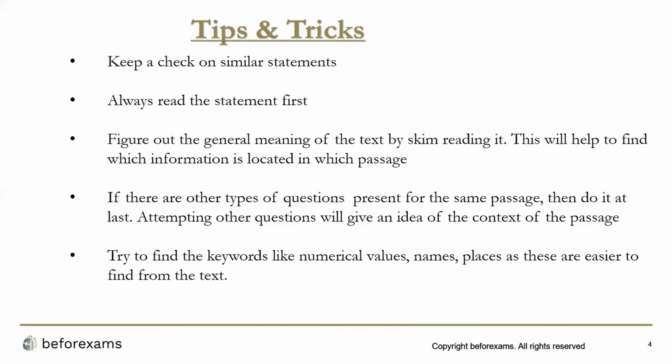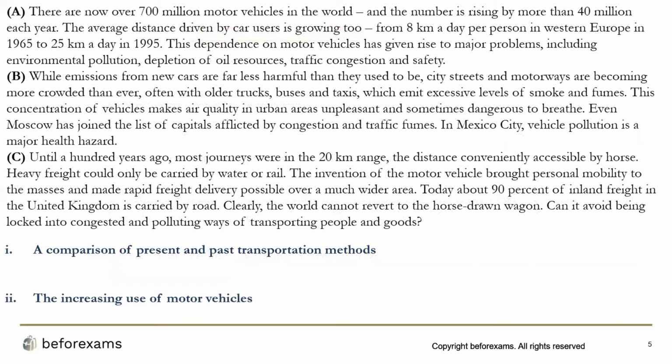Also try to find keywords like numerical values, names and places, as these are easier to find in the text. Whenever you look for keywords, look for these things first, because they are very easy to find. If you find numerical values, it will be very easy while skimming and scanning. This can really help you find the information around that keyword, and it can help you find the answer. Now let's look at an example here.